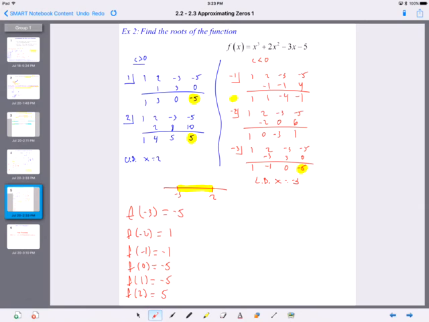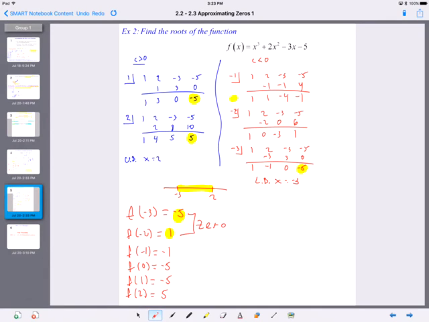Well, what you're looking at is the output values. So at -3, we're at -5, somewhere down here. And then at -2, we're at +1. Well, what has to happen between these 2 points? It has to cross the x-axis. So now we know that between these two, we have a solution, we have a 0.